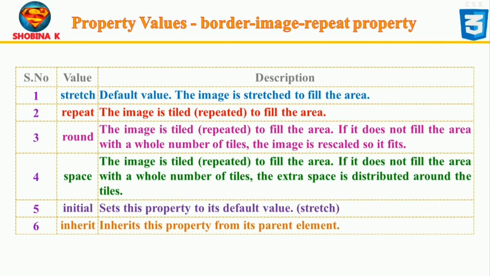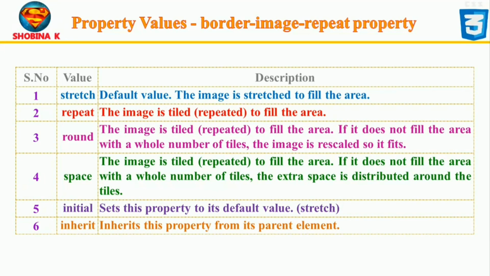The repeat value tiles the source image edges as many times as possible and may clip the edge regions to achieve this. The round value is same as repeat. Instead of clipping the image edge regions to fit as many as possible, it will stretch the image as well as it will repeat it to achieve the seamless repeat. If the image does not fill the area with whole number of tiles, the image is rescaled.